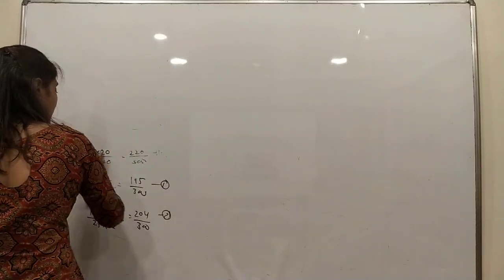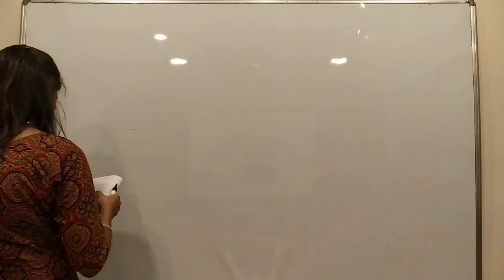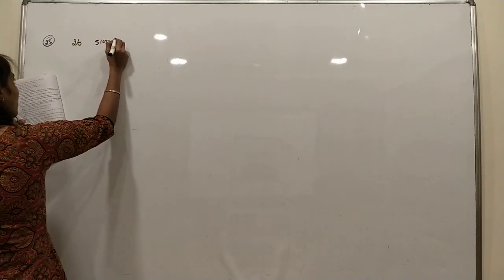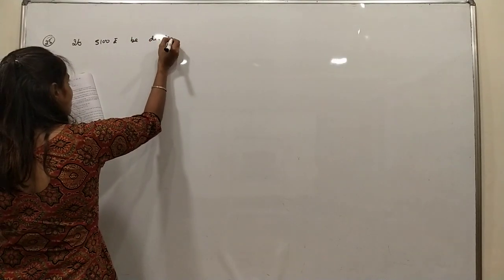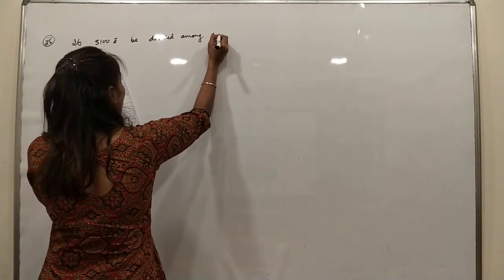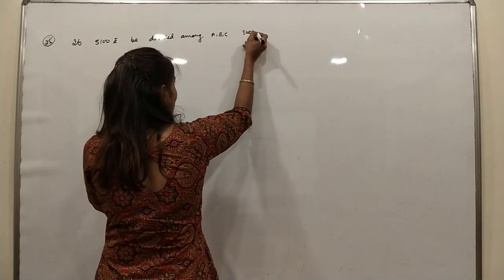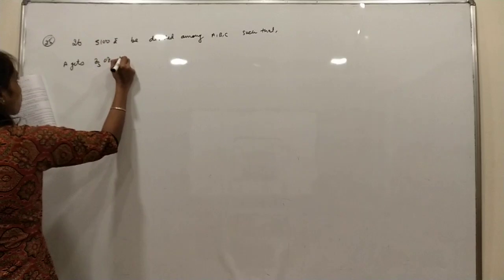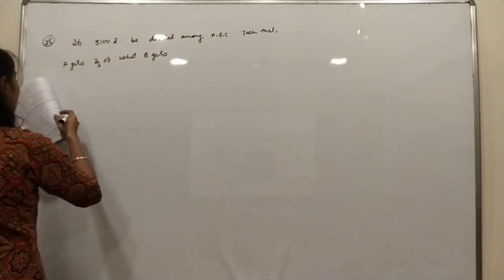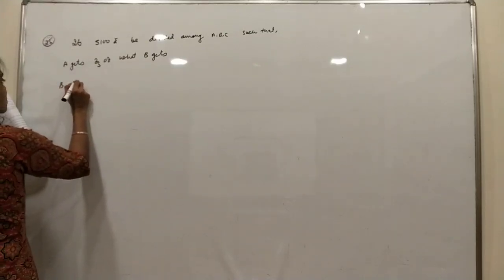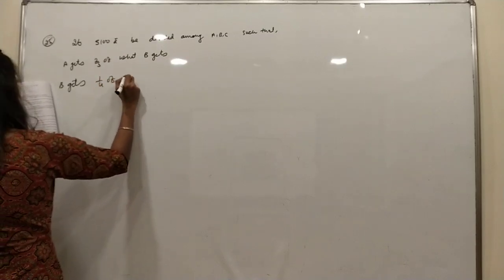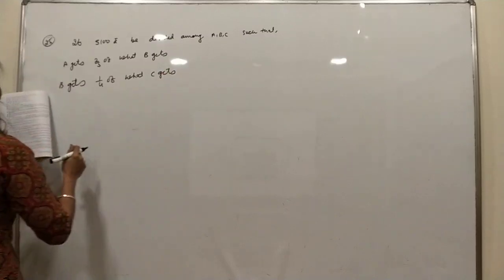Now some sums from the exercise. If 5100 rupees be divided among A, B, C such that A gets 2/3 of what B gets and B gets 1/4 of what C gets. Find the respective shares.